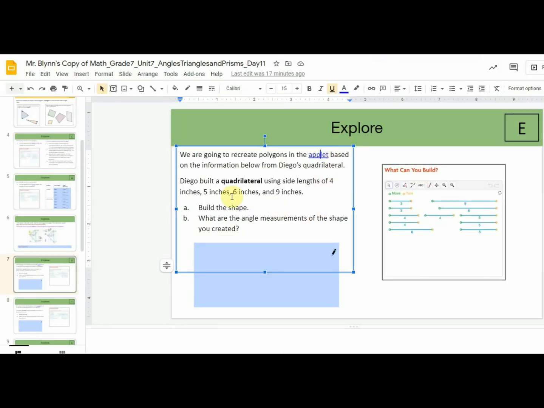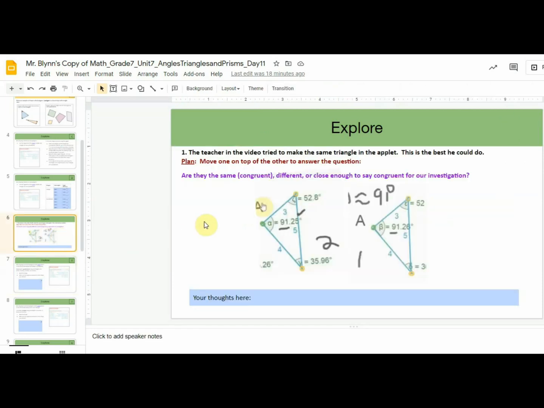It turns out that it's very difficult to make two shapes that are exactly the same using this applet, even if we try, which creates a little math controversy. To help you resolve this controversy, I've created a slide before slides E and F, which I've shared with your teacher. The next part of the video will explain the controversy, the problem, and also guide you as you and your classmates use this slide to resolve the problem.